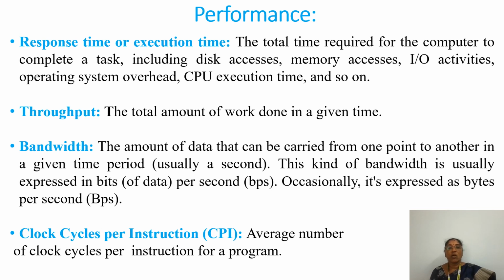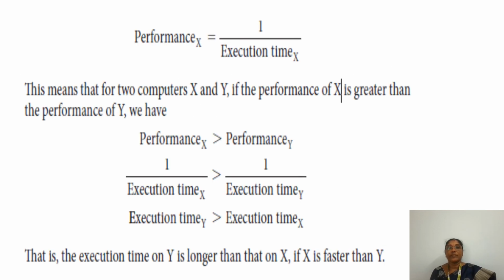And then the next one is the clock cycles per instruction. This clock cycles per instruction is referred to as the average number of clock cycles needed by an instruction in a program. Here, the performance is considered as the execution time. The performance is inversely proportional to the execution time. If you have more execution time, the performance is lower, whereas if you have less execution time, then the performance is better.